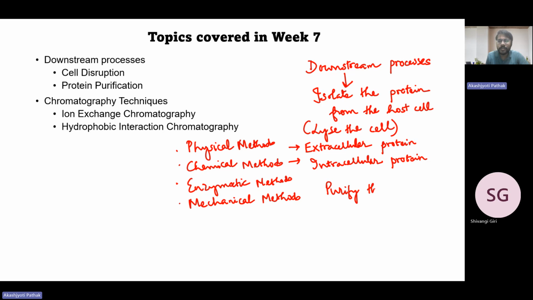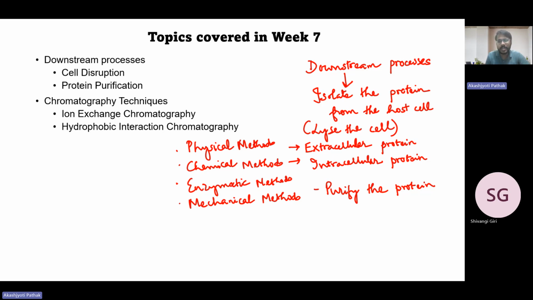Because when you are, for example, expressing your protein in a bacterial host cell, your bacteria will not only express your protein of interest, but it will also express its own proteins. All the different proteins that are required by the bacteria for its own survival, for its own metabolism, for its own growth. There are constitutive proteins, that are proteins which are expressed all the time. So such types of proteins will also be expressed.